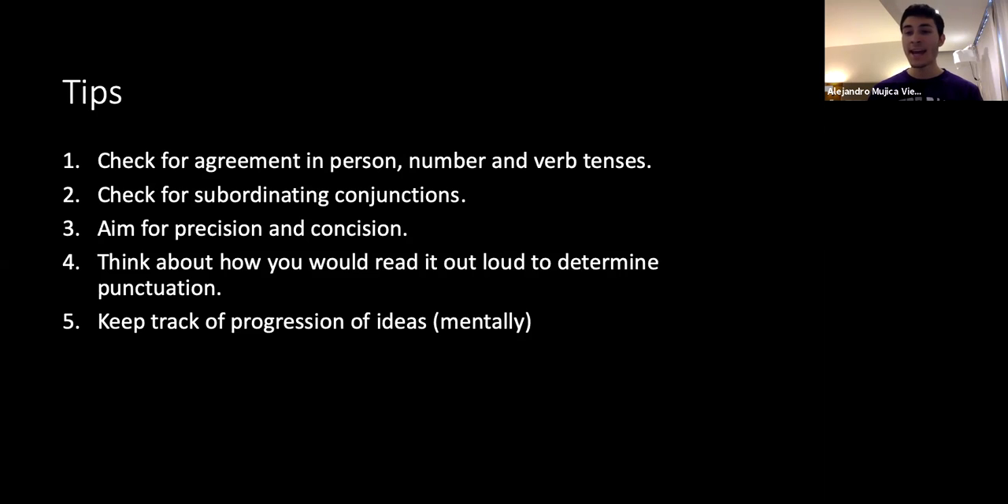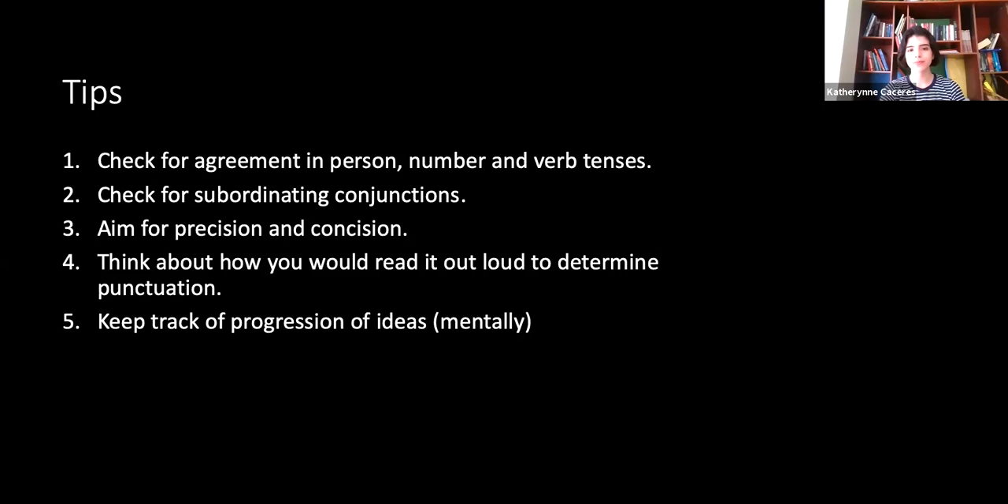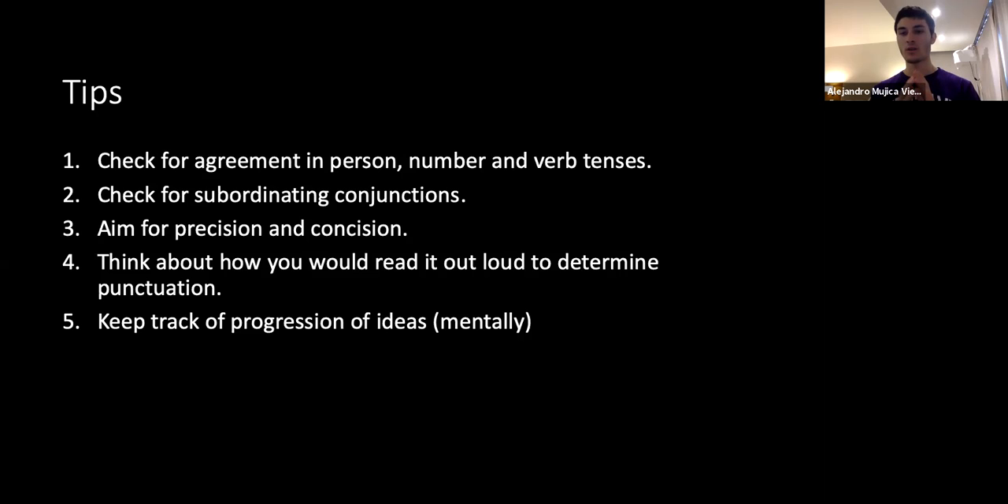Number 3, aim for precision and concision. So what are these two words? Precision means being as specific as possible. So using the word that most accurately describes what you're trying to go for, the idea that's expressed in the text. And concision means writing things in as few words as possible. Trying to be brief and straight to the point, not going around and writing a lot of words for something that you could say in 1 or 2.